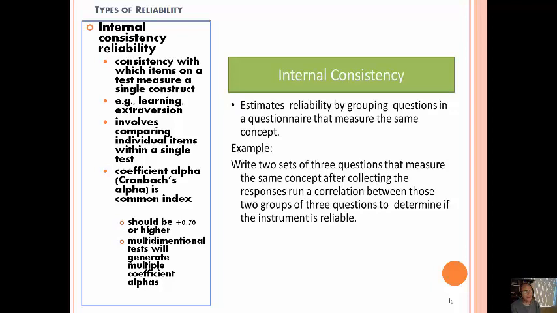Usually it's measured by a coefficient called Cronbach's alpha. That's the common index, and if you use SPSS or some other statistical program, there's an application on there.